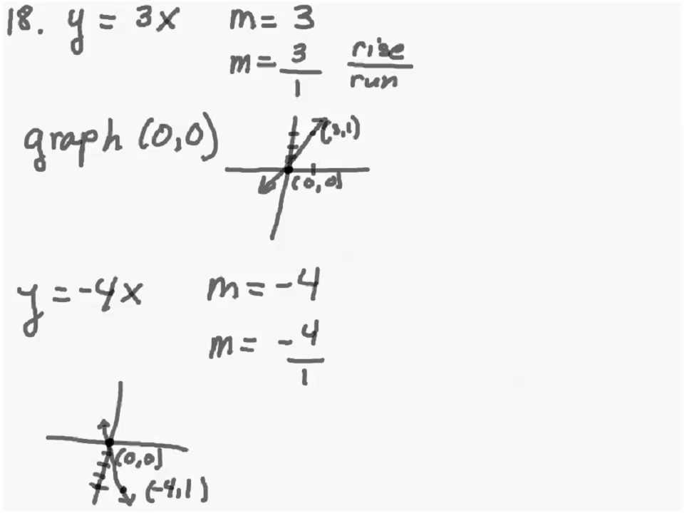So 22 and 24, I'm going to pause for a second and start recording. This is write and solve a direct variation equation. It says, suppose y varies directly as x, and y equals 28 when x equals 7.